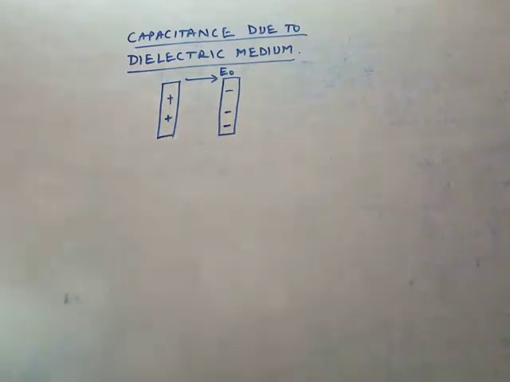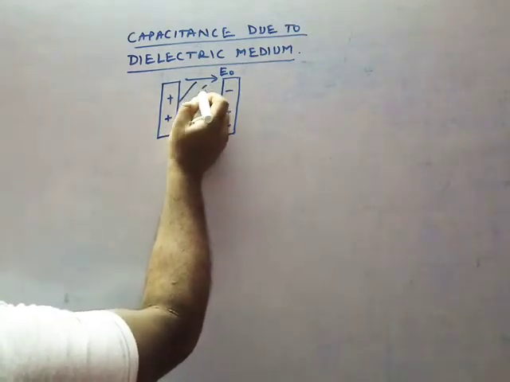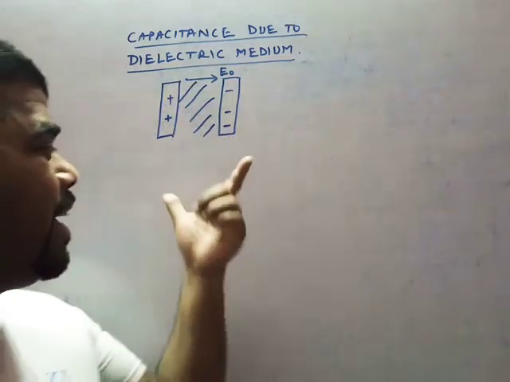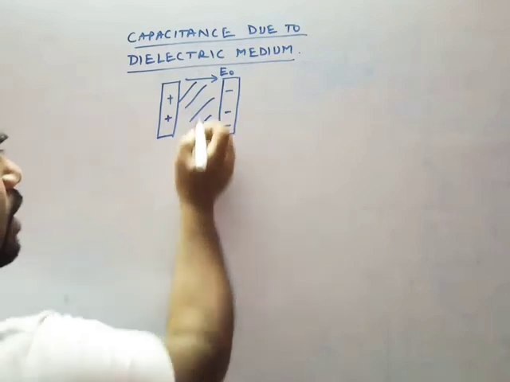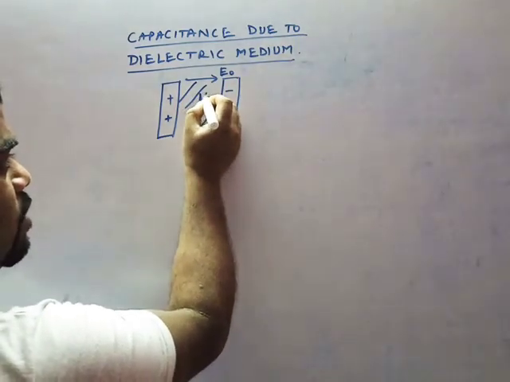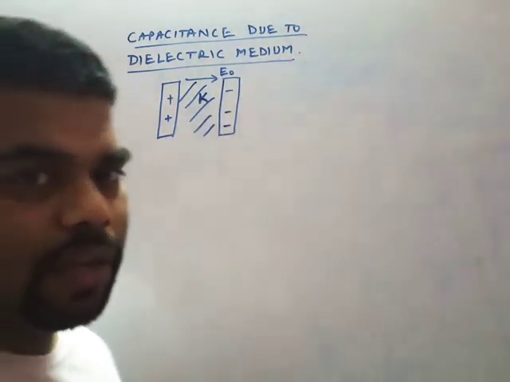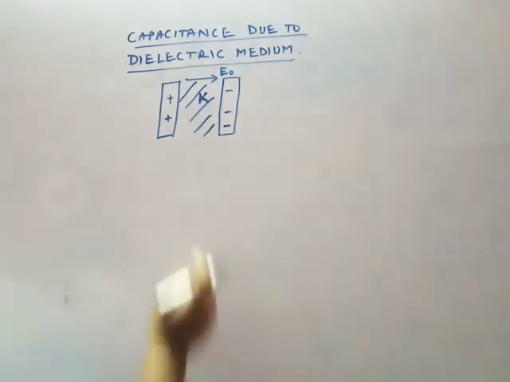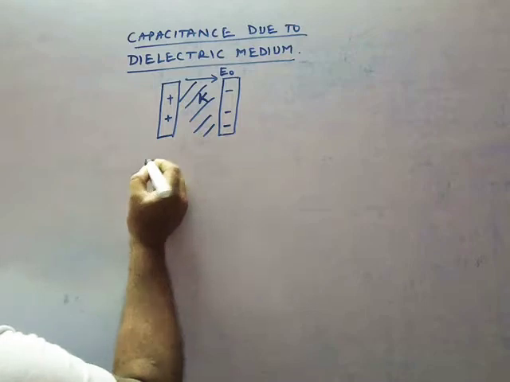Now we are going to find out, suppose I insert, instead of air, between these two a dielectric medium whose constant value is k. Already we have done this in the first class or second class. Dielectric medium. So how do we write this?